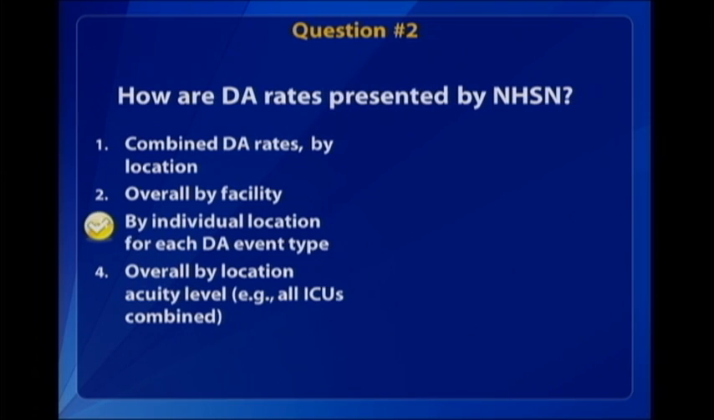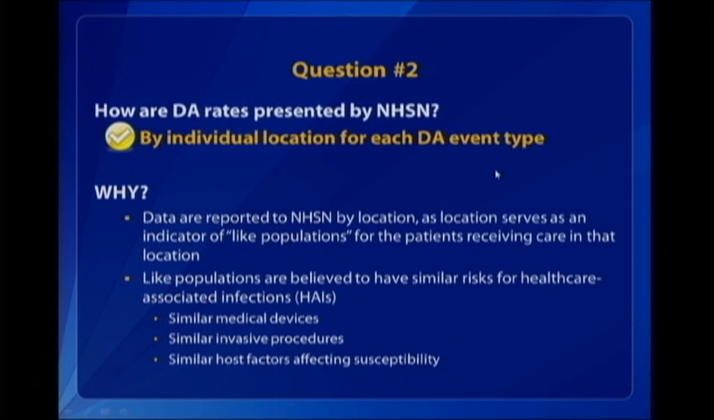So the rates are actually presented by individual location for each device-associated event type. How many of you have been asked for an overall rate ever? Yep, a lot of you. Okay. I'll show you later on why we don't do that, why we don't provide an overall rate for all locations, because the rates and the types of patients can really impact the risk of infection.